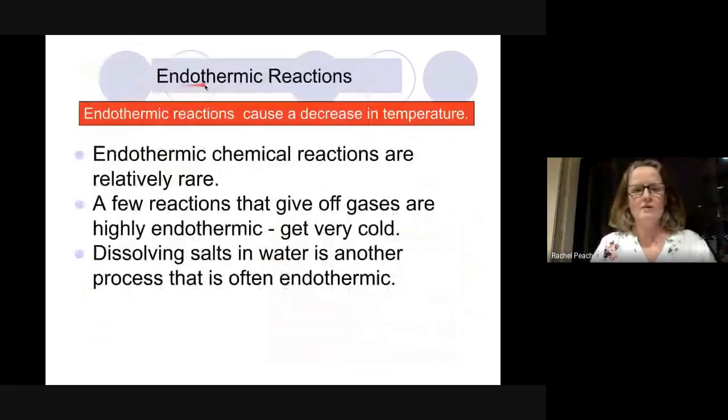An endothermic reaction results in a decrease in the temperature of the reaction mixture. Endothermic reactions are relatively rare. The example that we have thought about is photosynthesis, because light energy is taken in. A few reactions that give off gases are highly endothermic and get very cold. And dissolving salts in water can often result in an endothermic reaction.